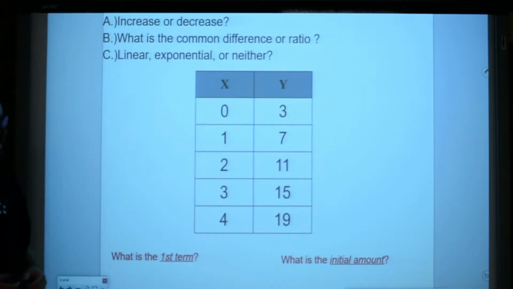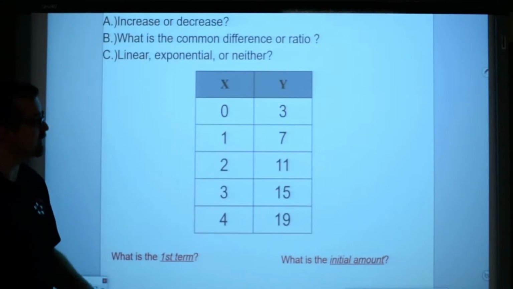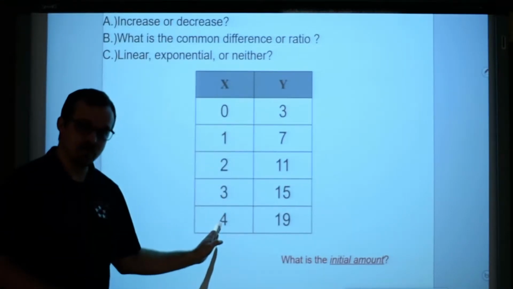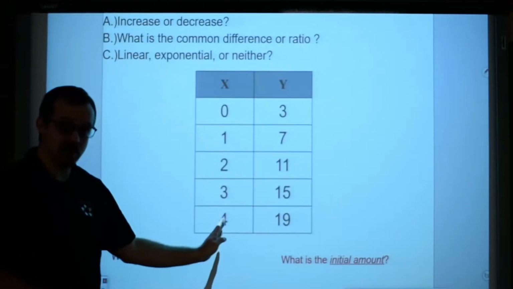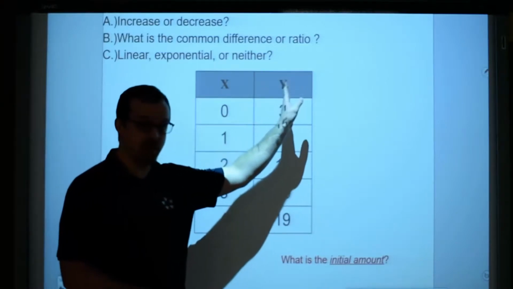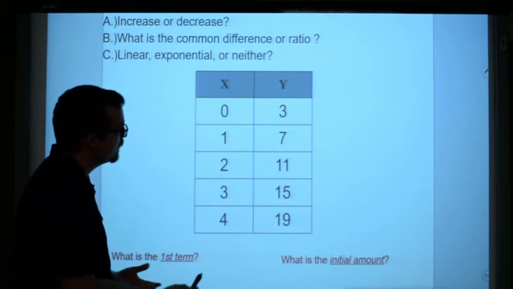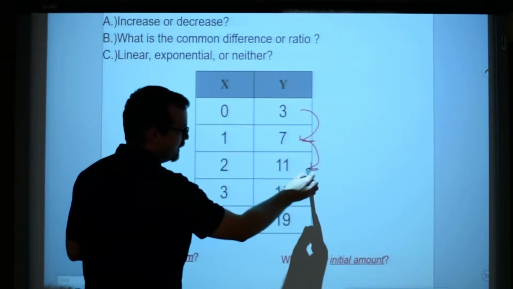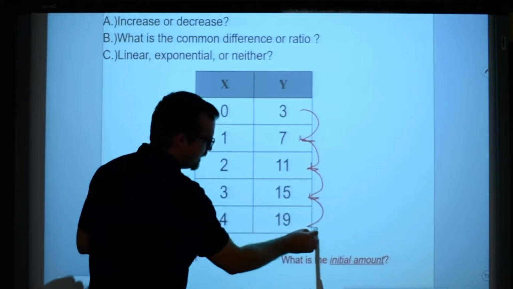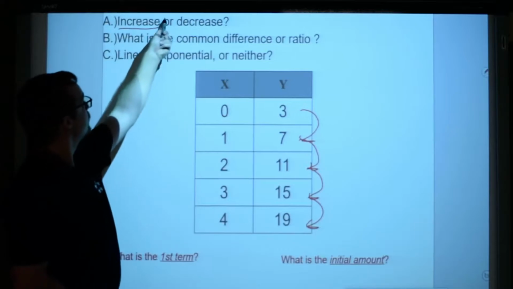First thing, is it increasing or decreasing? When I'm trying to determine whether or not a table is increasing or decreasing, I don't care about the inputs as much as I care about the outputs. So the x's and the domain, I'm not going to look at that. I'm just going to take a look at the range for a little bit, the outputs, the y values, and we're going to see what's going on there. First off, I can see how we're getting from 3 to 7, and then from 7 to 11, 11 to 15, and 15 to 19. That is definitely going up, so we're going to call this increasing.